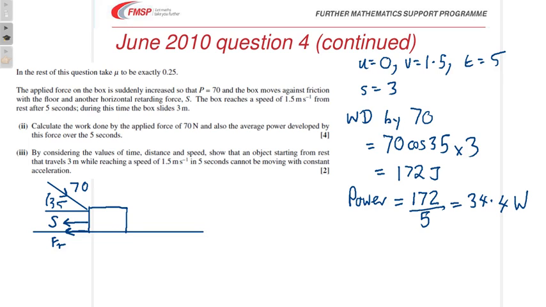So, okay, we're getting through there. There's part 2 done with the question. Just got room to finish off part 3 as well. And this was the reason I wrote these down, because I thought I was going to need SUVAT equations. By considering the values of time, distance and speed, show that an object starting from rest, in other words, all this information that we wrote down, can't be moving with constant acceleration.